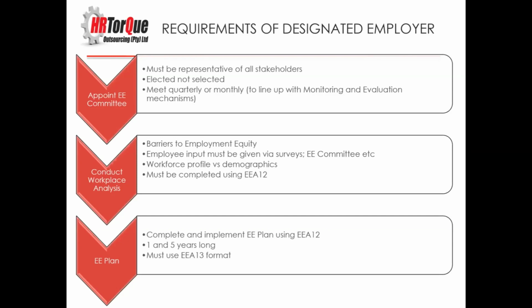So your equity plan is anywhere between 1 and 5 years long. That is legislated. It cannot be less than 1 year and it cannot be more than 5 years. That then gets put into place. You specify the time frame in which you're going to achieve those. You put objectives in place as well, and you also designate a responsible person.